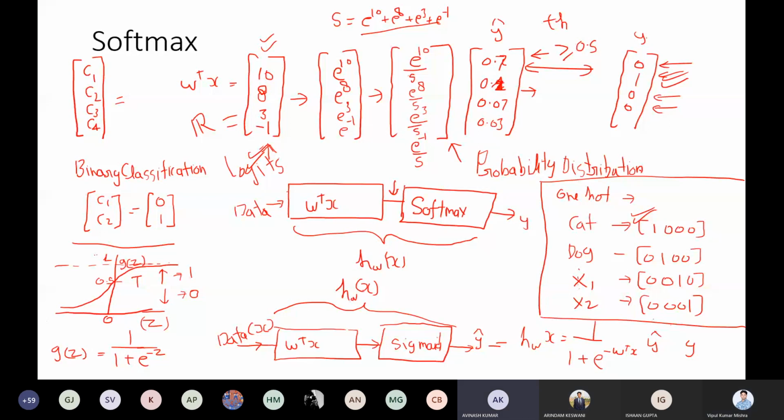Sir, what is the loss function here? The loss function will be the logarithmic loss. We have seen the log loss in the last lecture.